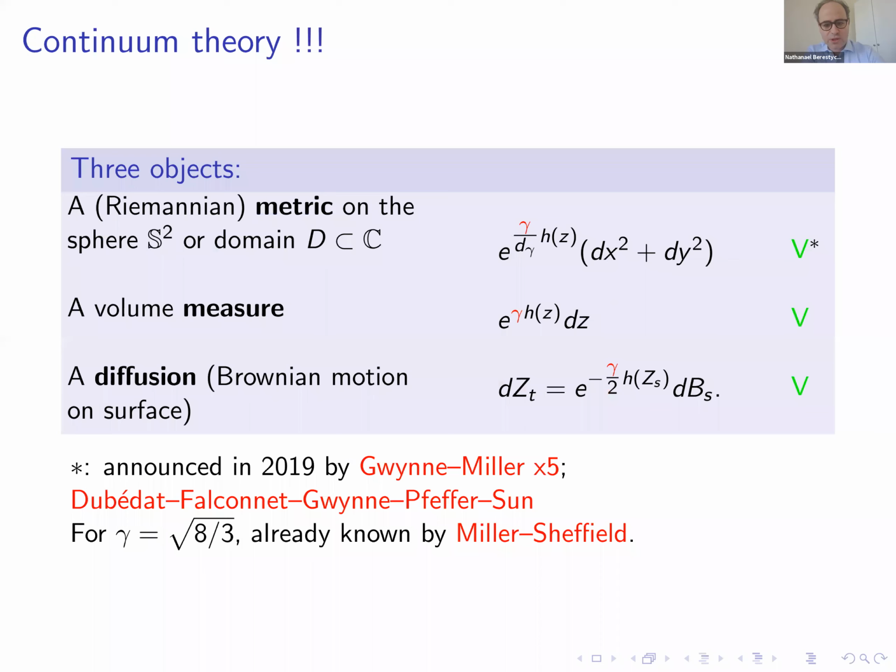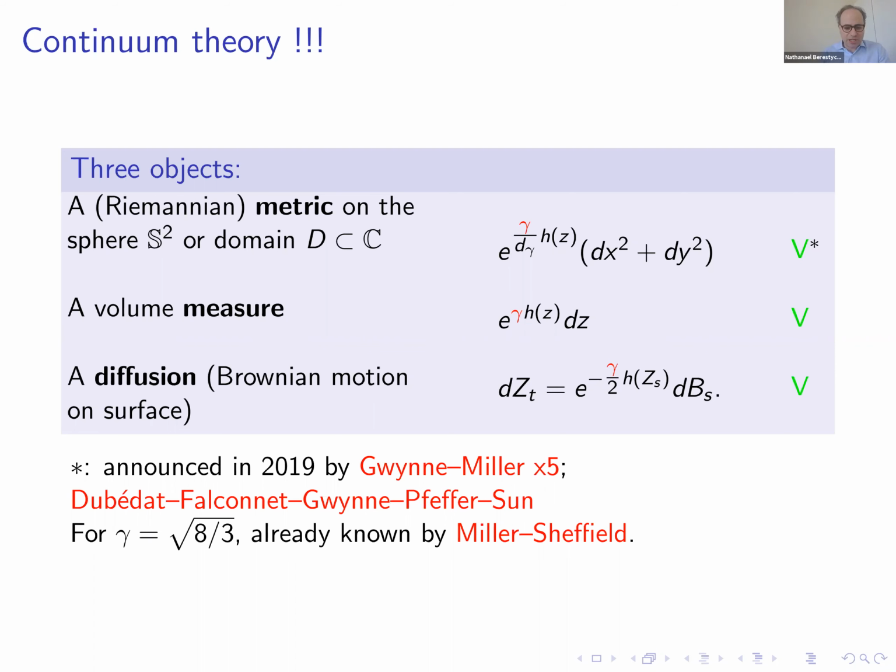So I won't tell you much about the metric, because that's the most distinct from what I wanted to tell you about. But we're now in a situation where we know how to construct the metric, even though it was in fact the last of these 3 objects to be defined properly. And this was announced just last year in a sequence of 6 papers, all of which were published on the same day on the archive. That was amazing. 5 by Ewain Gwynne and Jason Miller, and the 6th one by Julien Dubeda, Hugo Falconet, Ewain Gwynne, Josh Pfeffer, and Shin Sun.